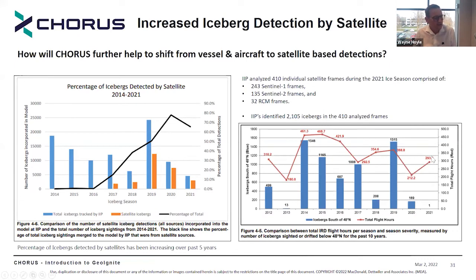What I think will happen and can happen is that a far more efficient ice tracking capability could be developed, where you're much less reliant on ships and aircraft and much more reliant on more efficient satellite-based capabilities.